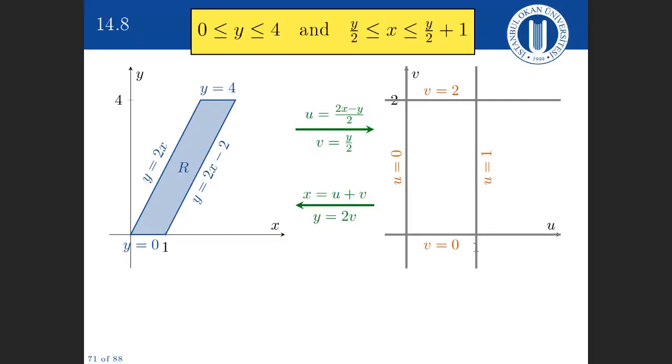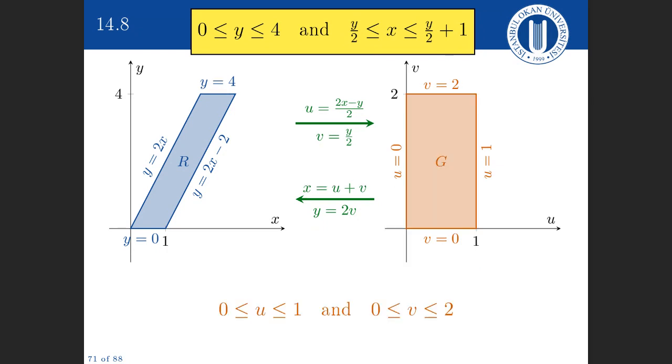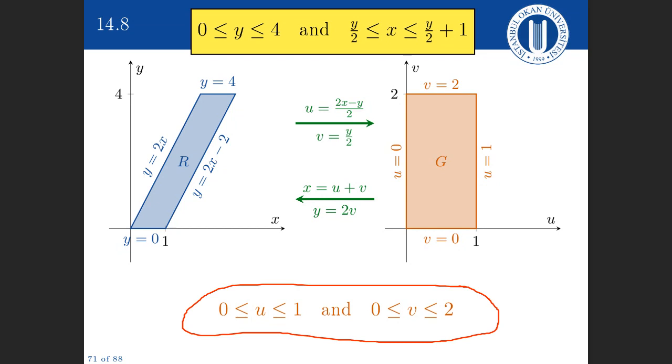So our new region of integration is going to be the rectangle between v equal to 0, v equal to 2, u equal to 0, u equal to 1. This is going to be our region G, our new region of integration. So that's step 1. We know that after we do our substitution, we're going to be integrating u between 0 and 1 and v between 0 and 2.